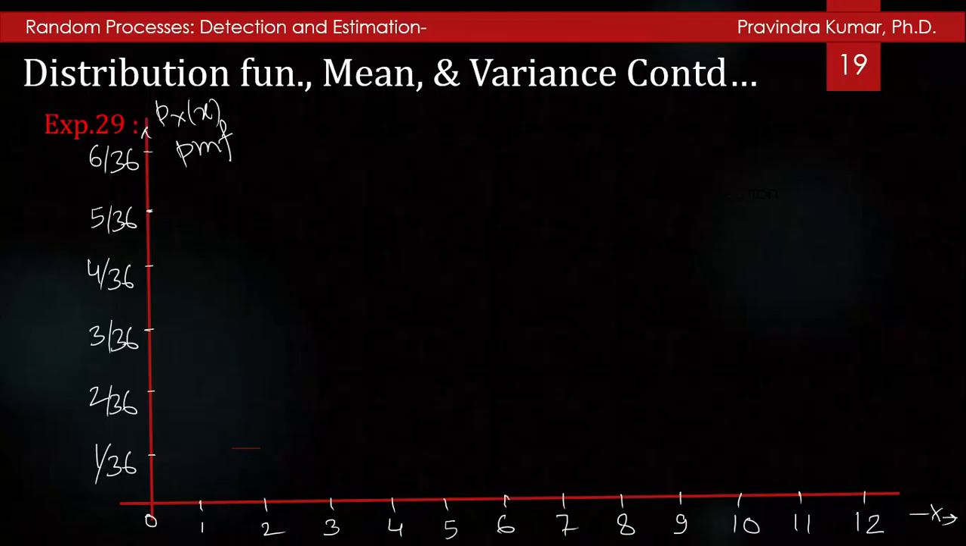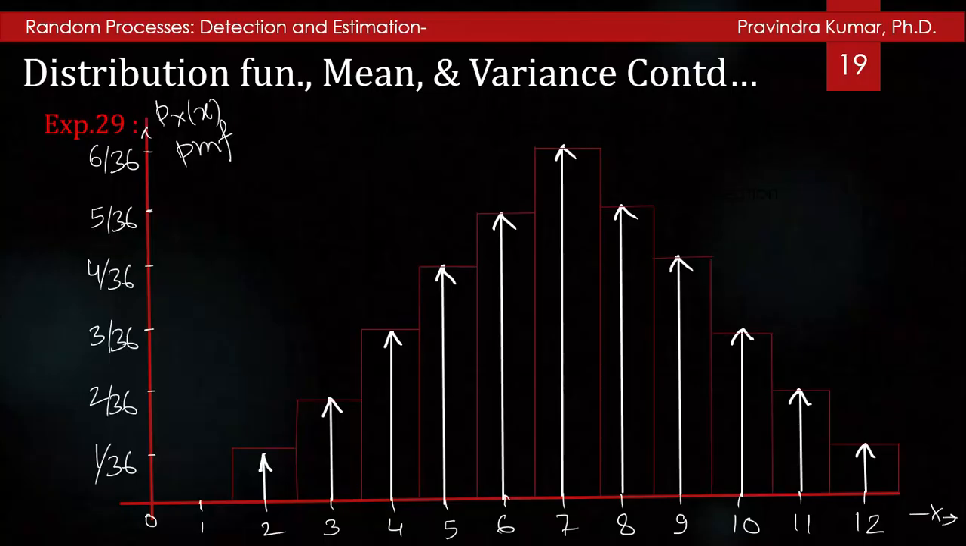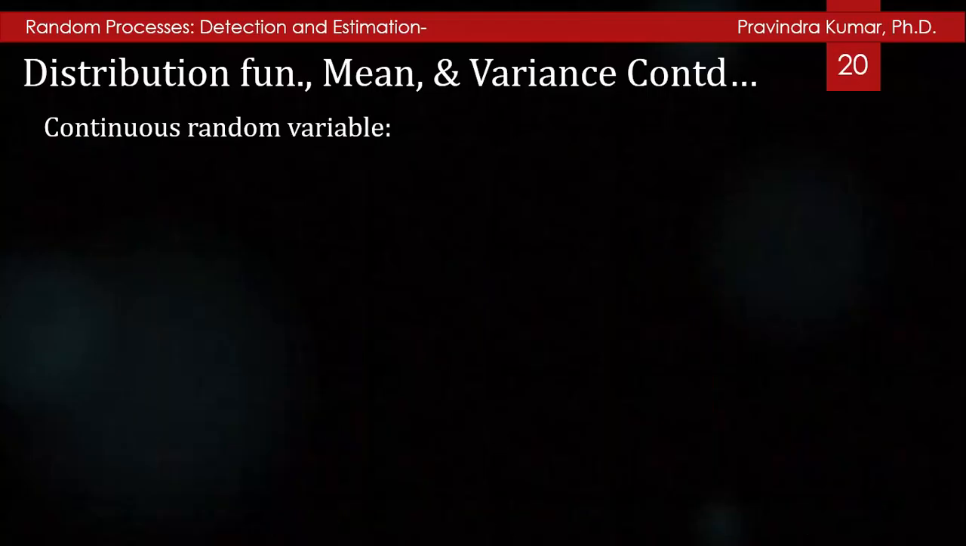Now I can plot the rectangular curve, you can say histogram. So this is the PMF curve, and if I sketch it with rectangles, it will be the histogram. So till now we have discussed the discrete random variable, which is a mapping of each sample point to a real number. Now we will take a look at the continuous random variable and probability density function.